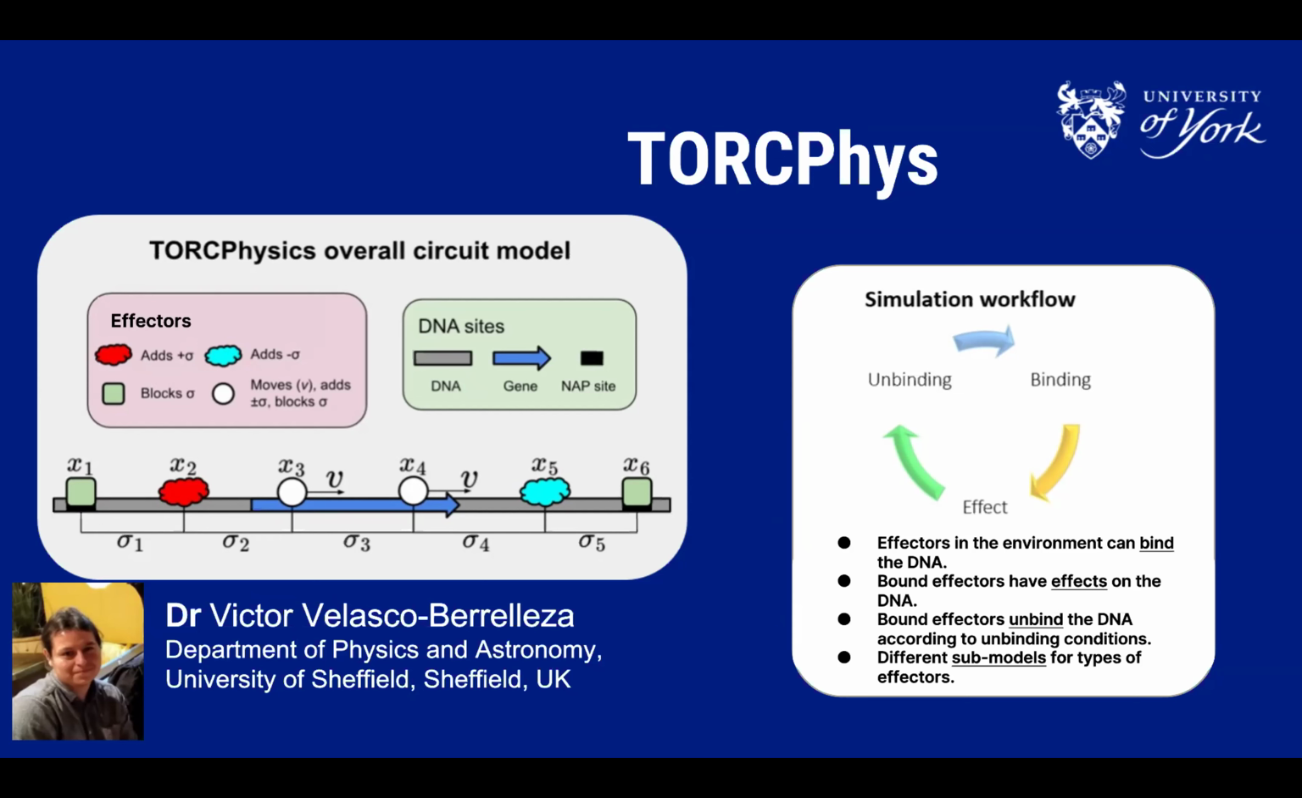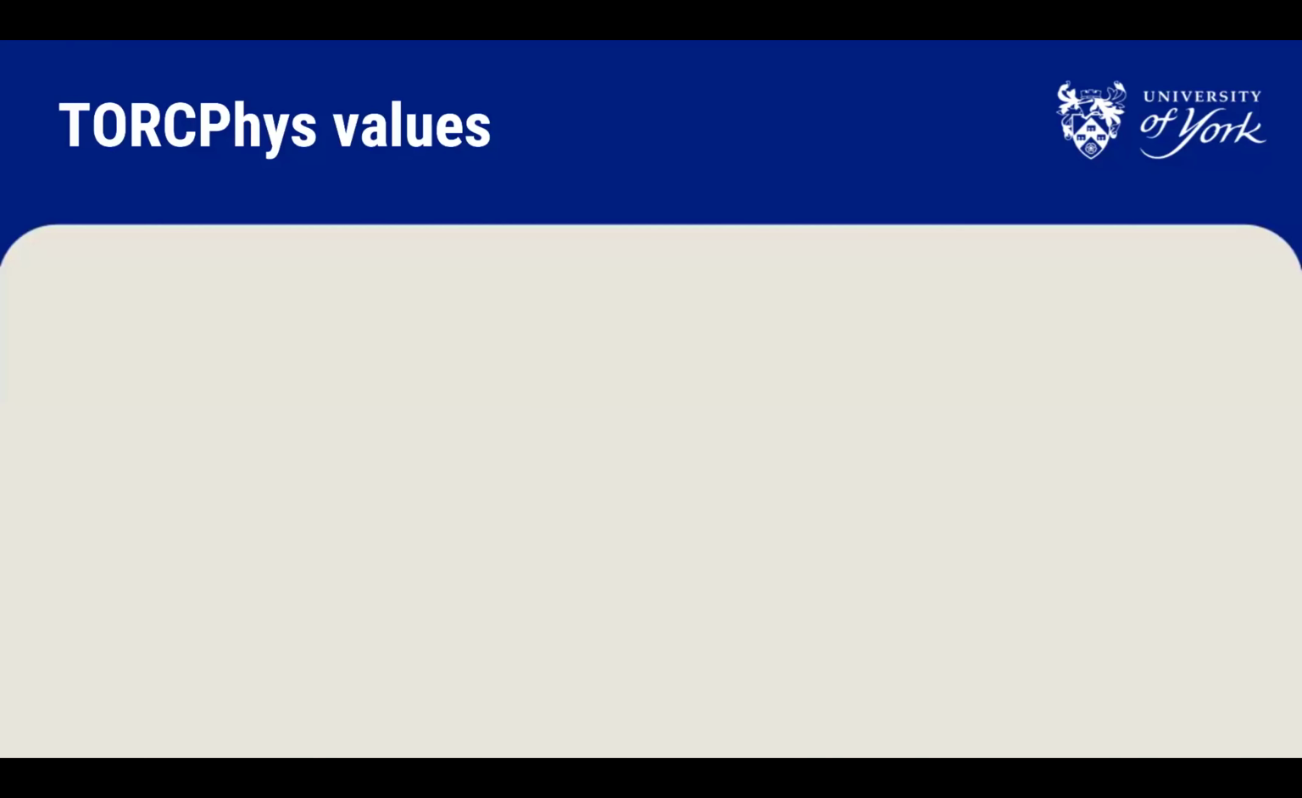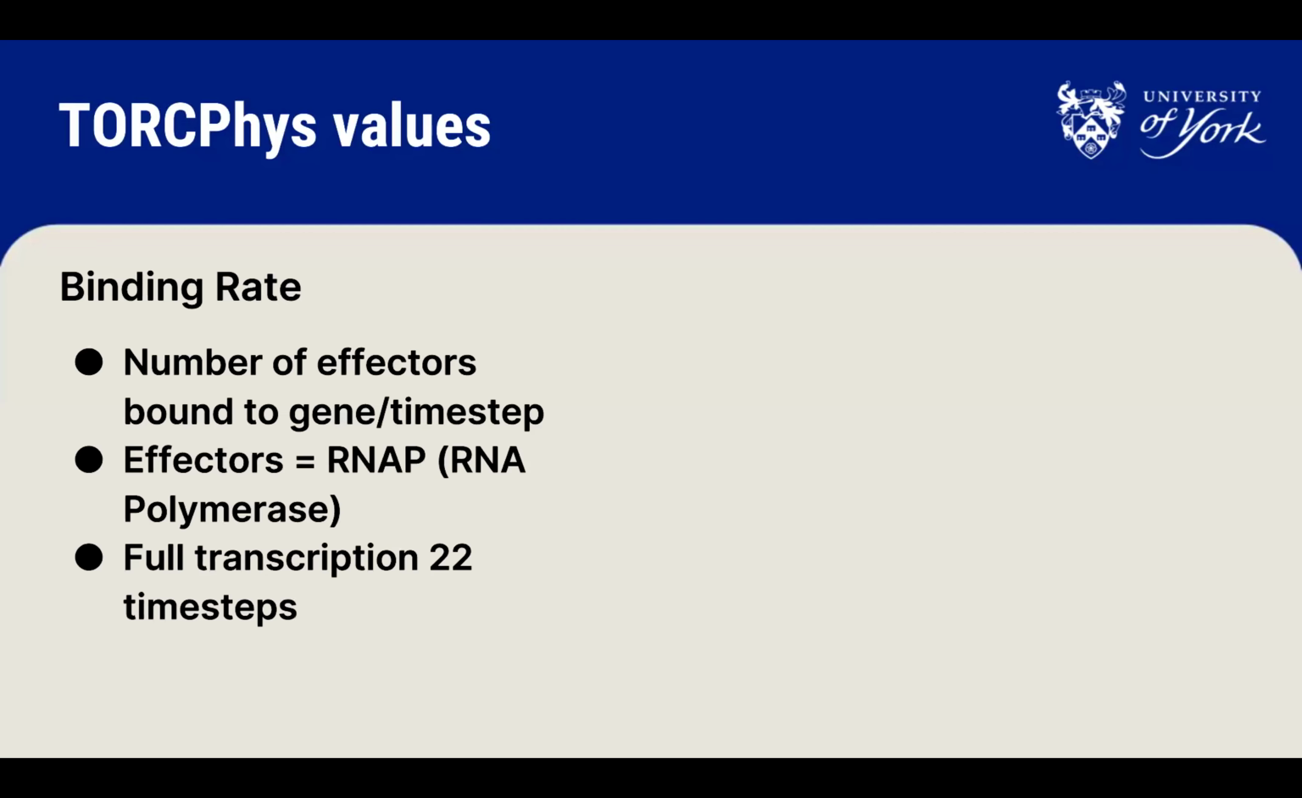So that's the model. Here's what I actually take from the model, or here's what I can get out of that model. So I get the binding rate. I have the number of things bound to a gene at any particular time step. How many of these RNA polymerases are attached to a gene right now? And one of the things I was able to calculate from this is a full transcription takes 22 time steps. And we'll come back to that number in a minute.